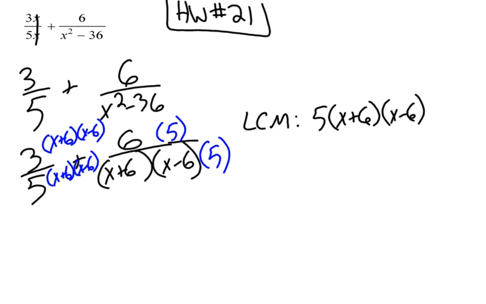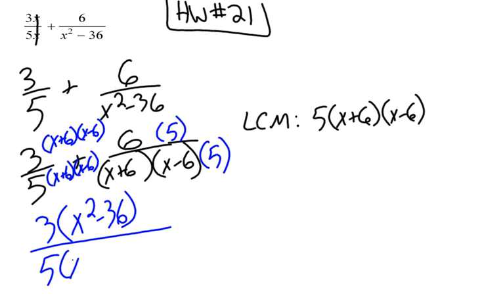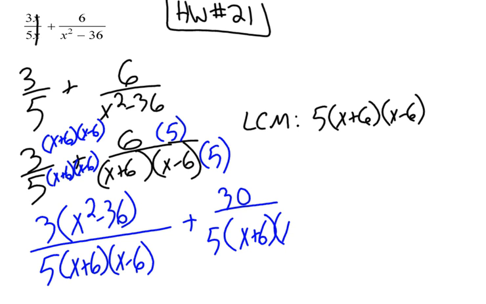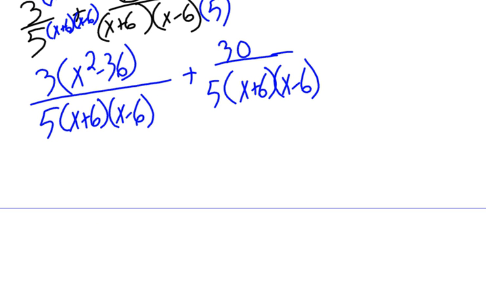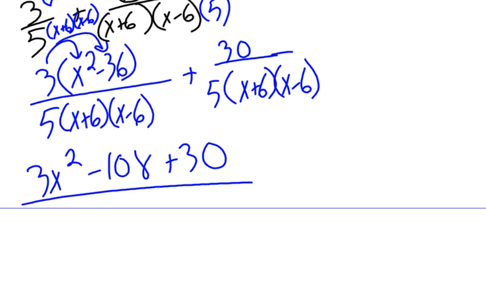Let's just clean that up a little bit now. 3 times, let's go ahead and FOIL that to x squared minus 36, and that is all over 5 times x plus 6, x minus 6, plus 6 times 5 gives us 30, all over 5 times x plus 6 times x minus 6. Okay, now that we have our like denominators, actually, before we combine these, we still have to simplify that first fraction a little bit. Let's distribute that 3 to each term inside our parentheses. So we have 3x squared minus 3 times 36 gives you 108, plus 30. Because they are like denominators, we can combine those right now. So 5 times x plus 6 times x minus 6.